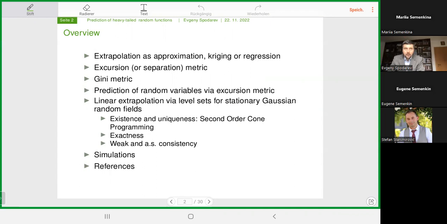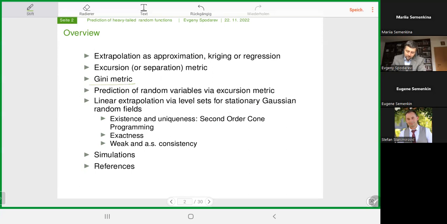So for that, we'll introduce the so-called excursion metric. And we'll see that it coincides with something which was already known in the literature, and it was introduced in the mid-80s. And it was at that time called separation metric. But it heavily relies on the notion of excursion sets. Then, for a very specific choice of the measure M, which will govern the choice of excursion sets, we'll come to the so-called Gini metric, and we'll study its properties.